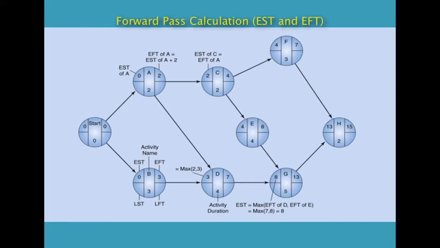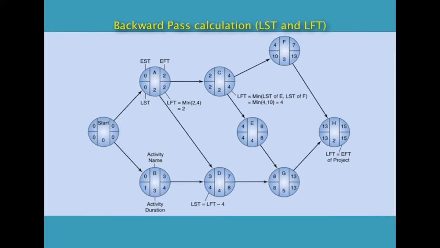Here in the picture you can see the calculations of EST and EFT. Here in the diagram you can see that in the first node we have 0 slack. Then for the activity A we have 2 weeks time and EST of A is 0 and EFT of A is calculated as EST of A plus 2 weeks, and similarly for B, C, D, E, F and H you can see the EST and EFTs. They are calculated based on the rules that are followed by the forward pass calculations.